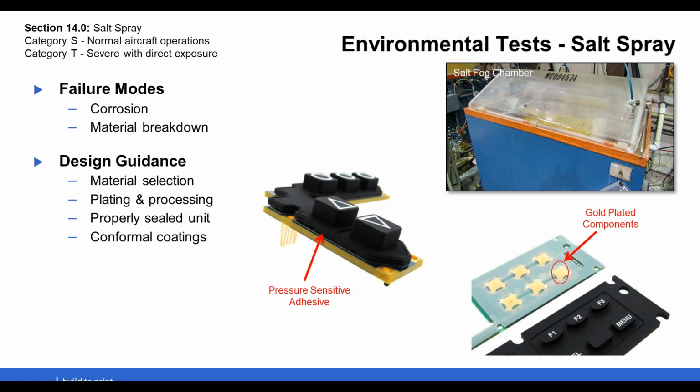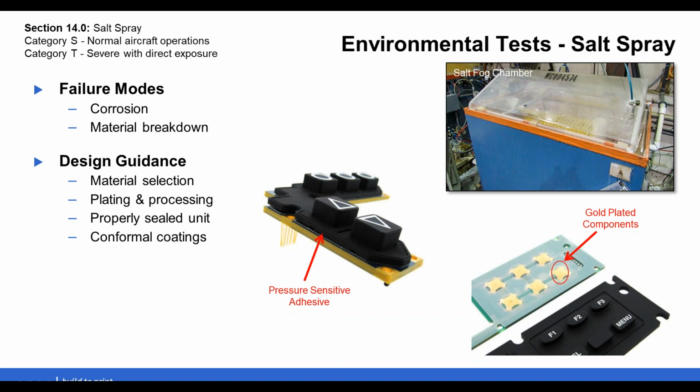The next test we're going to talk about, it's one of the more boring, I have to admit, is the salt spray test. You essentially place your unit in a humid chamber that has salt within the atmosphere, and over time, whether it be Cat S or Cat T, a corrosive compound will build up on your unit. The biggest failure mode here is your material breaking down, metals oxidizing, and your unit not performing properly due to the salt environment.